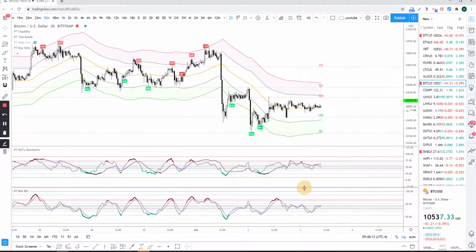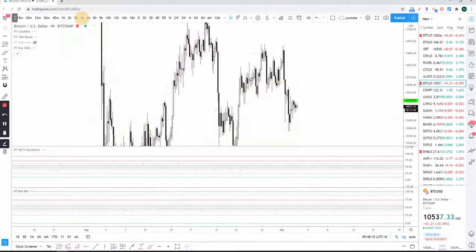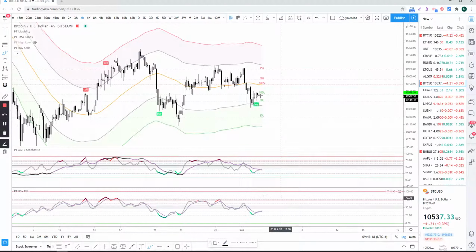Here we go. Short. So RSX gives you a stamp. Your Stoke gives you your entry. I'm going to repeat that a million times.